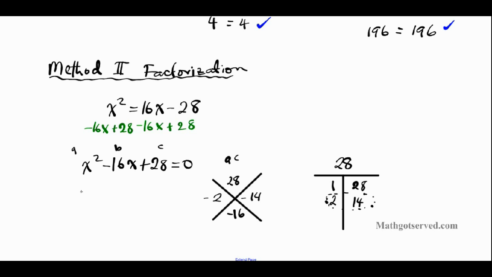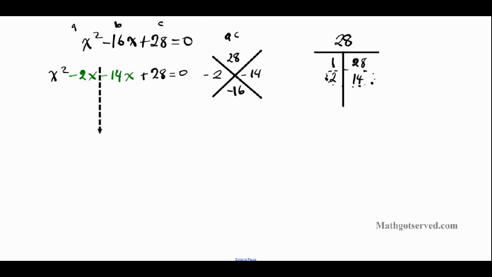All right, so I'm going to put that in here. x squared minus 2x minus 14x plus 28 equals 0. So we're going to break it down to center and factor by grouping, okay? All right. Now, from the first two, I can take out an x. x minus 2 is what you have left. And from these two, I can take out negative 14. And you're left with x minus 2. And then you have x minus 2 and x minus 14.